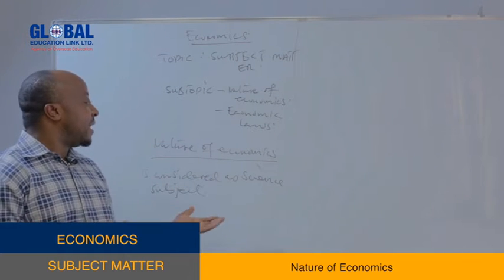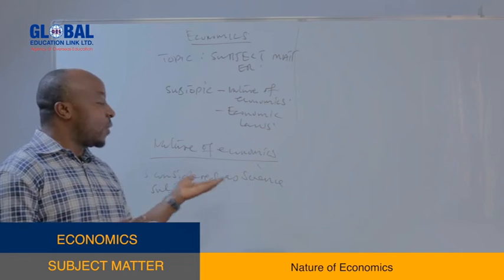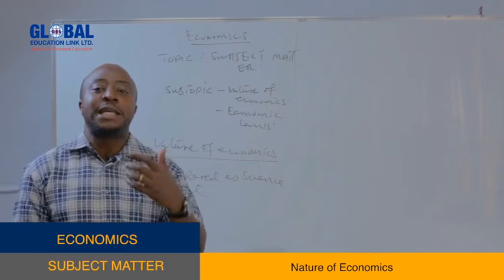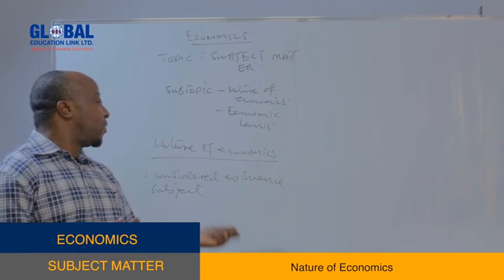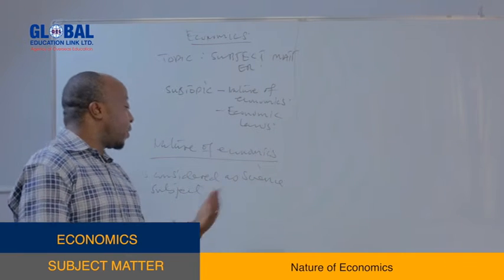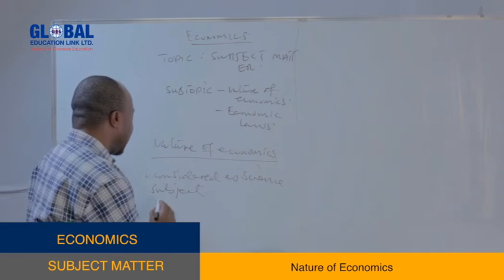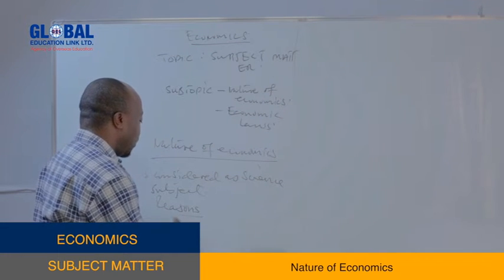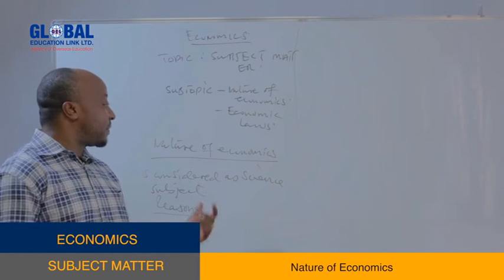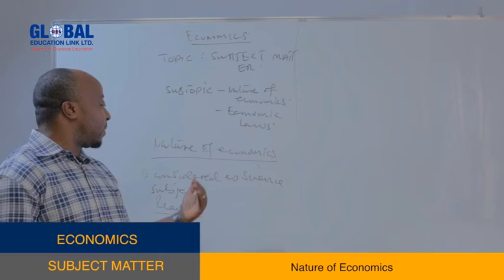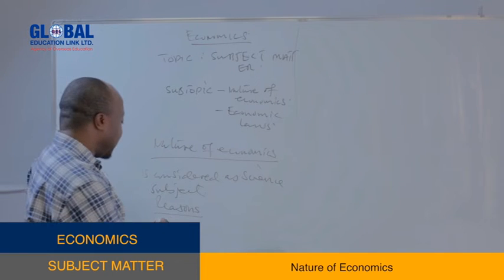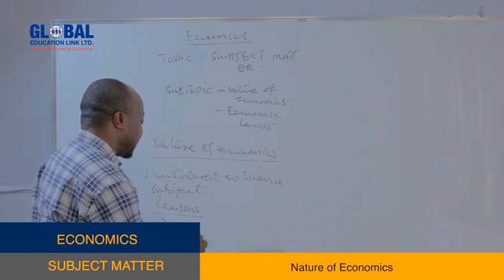These economists are also arguing that economics is a science because it has some features which a science subject should have. So they conclude that economics is a science subject. Now, why do they say economics is a science subject? We have a few reasons which those economists use to defend this view. Number one, they say economics is a systematic study.